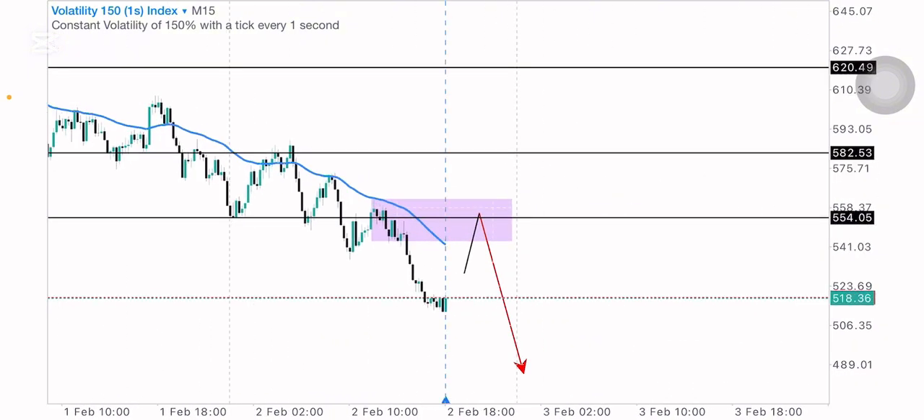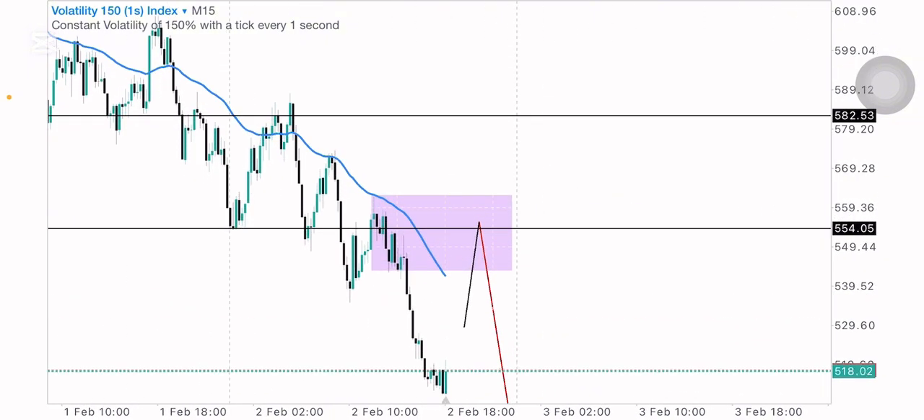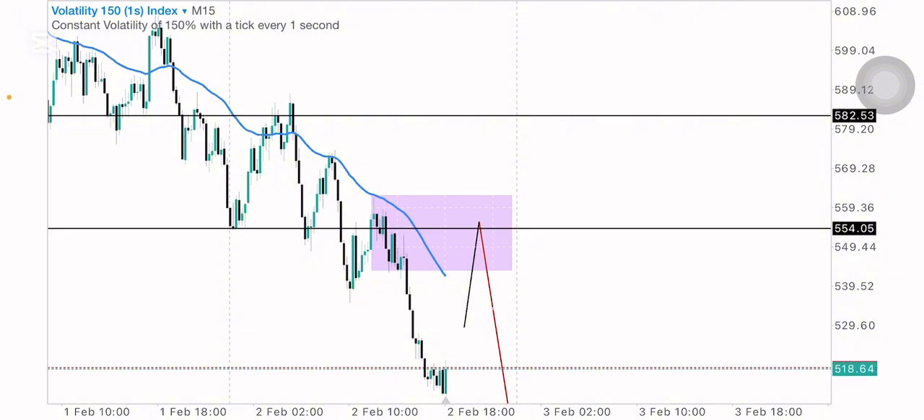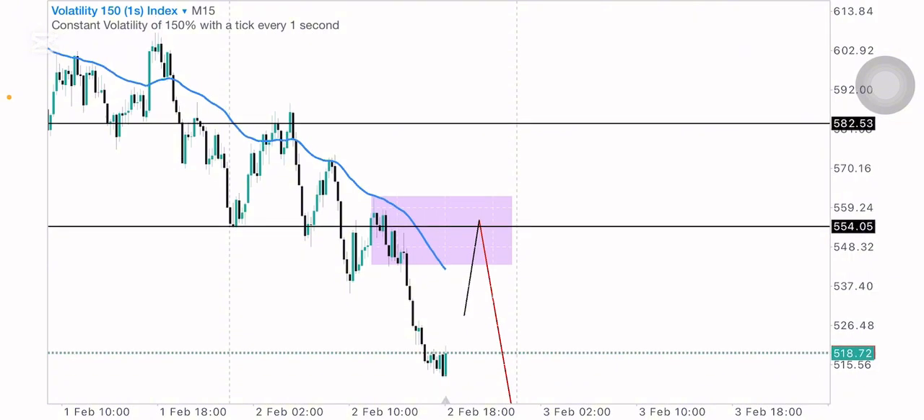One confirmation I like using is a break of the counter trend line and a break of lower time frame structure, and that is change of character, right? Lower time frame change of character. If I'm using M15 to find my entry, then I'll go to M5 or M3 to find the change of character. That's what I do.